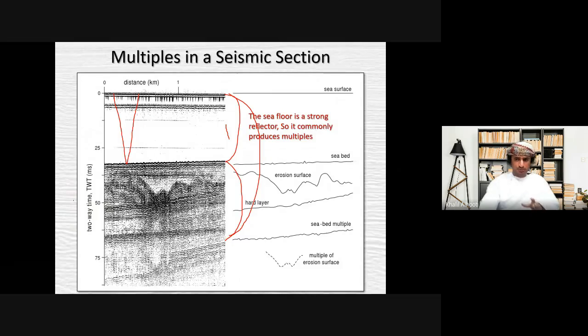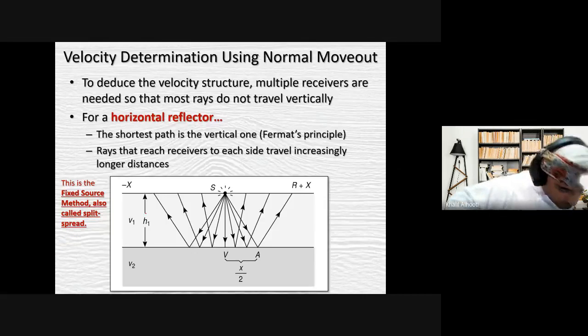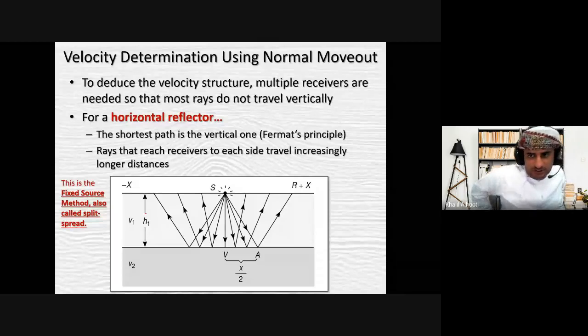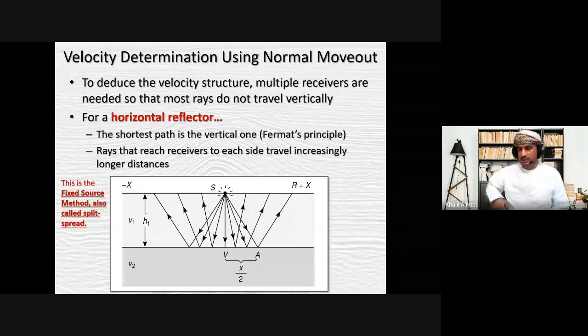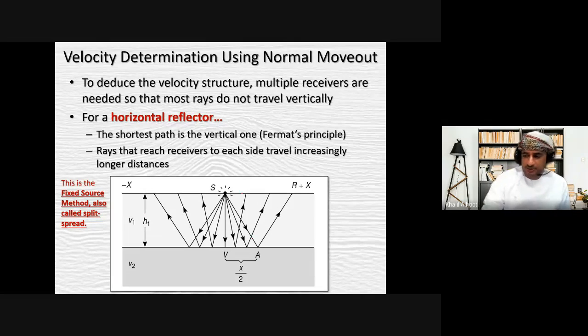The parameter we need is... what's the quantity we need to convert from time to depth? Simply the velocity. So we talk a lot about velocity determination. And the simplest way is something we call normal moveout.